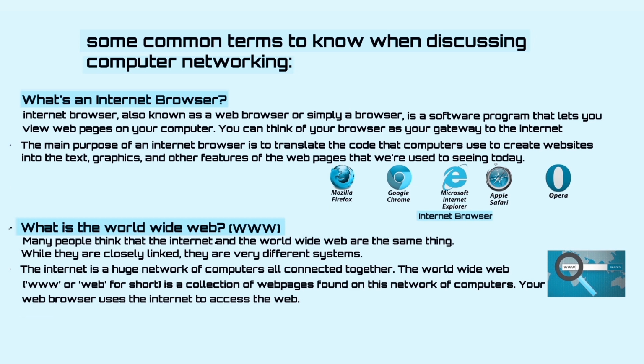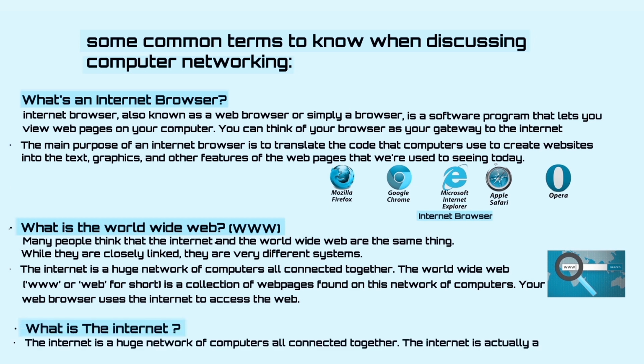What is the internet? The internet is a huge network of computers all connected together. The internet is actually a network of networks that connects billions of digital devices worldwide.